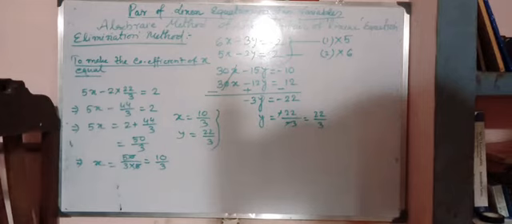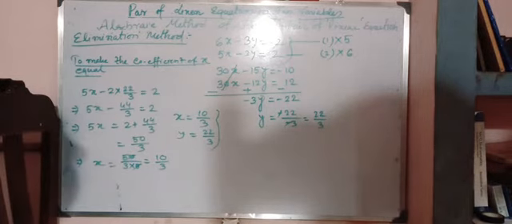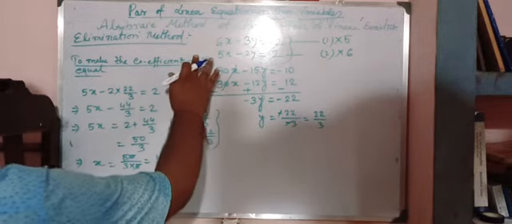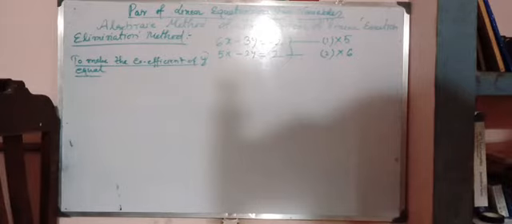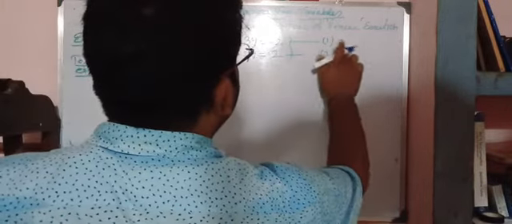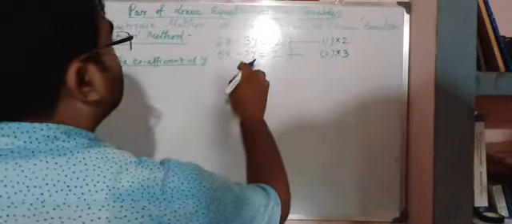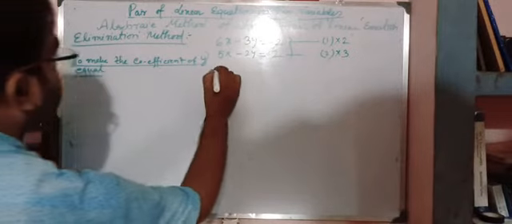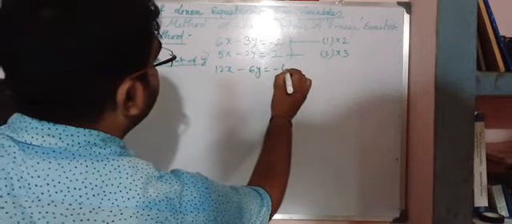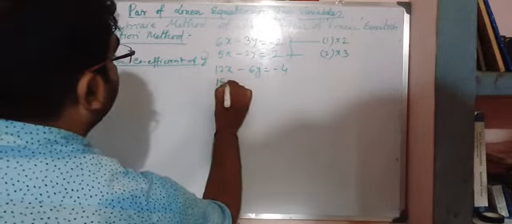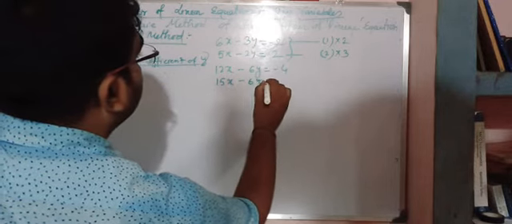Now, this is how we make the coefficient of x equal. Next, we have to make the coefficient of y equal. Both are the elimination method. Let's see. To make the coefficient of y equal, we multiply equation number 1 by 2 and equation 2 by 3. So we get 12x minus 6y is equal to minus 4, and 15x minus 6y is equal to 6.